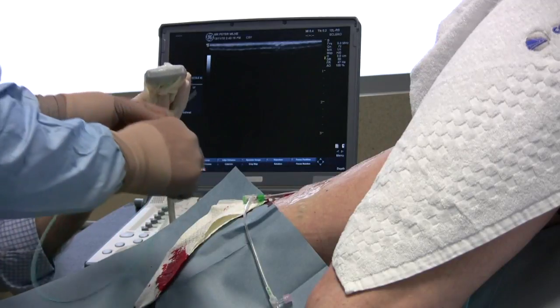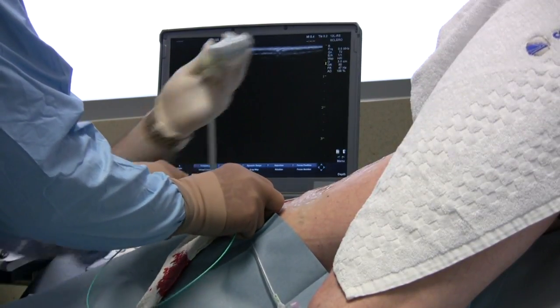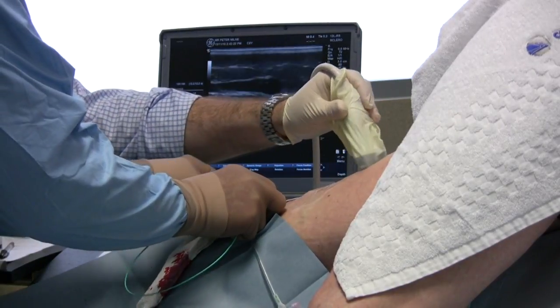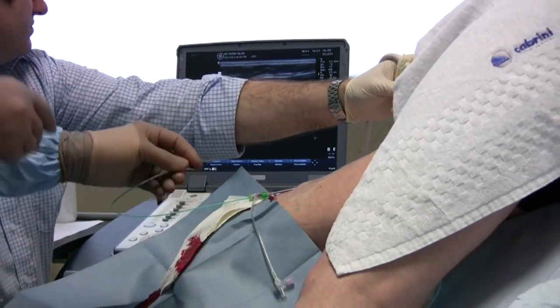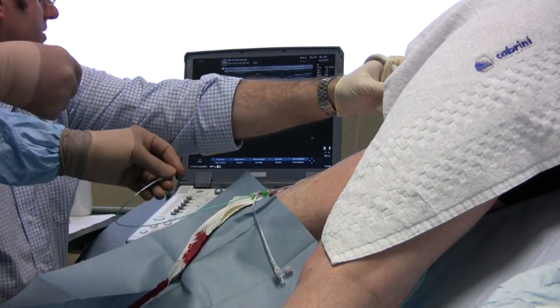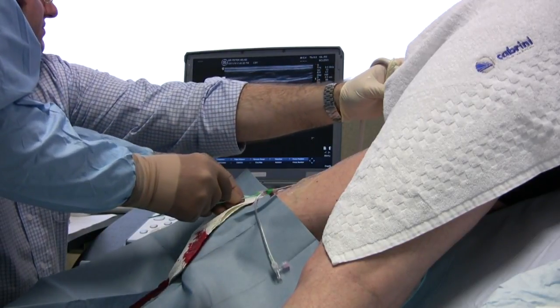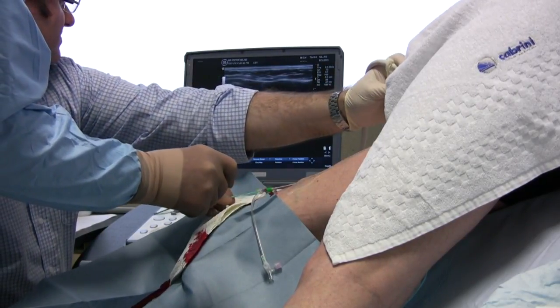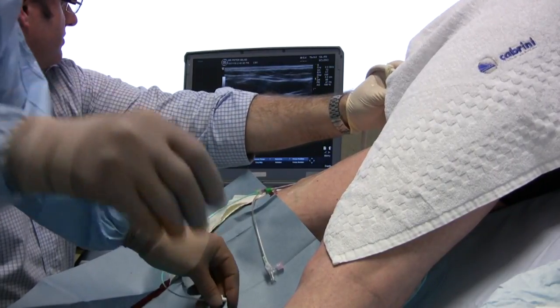At this point, the guiding catheter is then introduced through the sheath into the vein, and it is tracked with ultrasound up to the origin of the vein to be treated. Once the origin is seen, the catheter is located accurately within the vessel lumen.